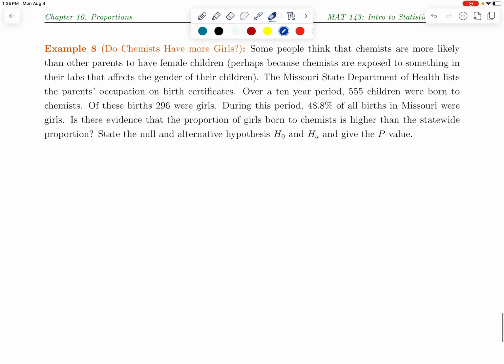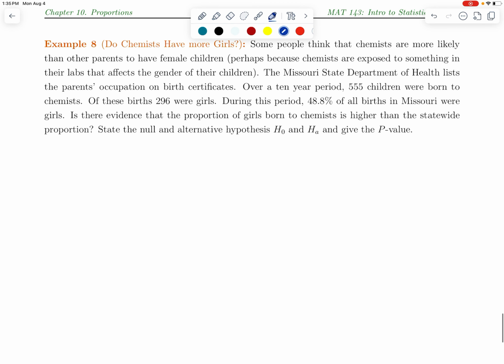Right, for this problem, we are asking this question: is there evidence that the proportion of girls born to chemists is higher than the statewide proportion? And you might want to mark "higher than" there. That's really the key language. So let's do it. So let's write down what we're interested in.